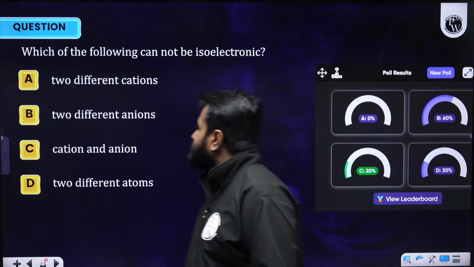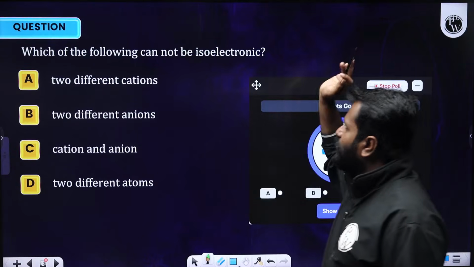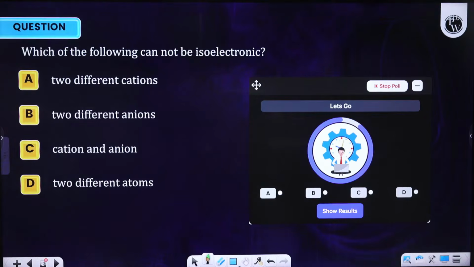Next question. Which of the following cannot be isoelectronic? Which of the following cannot be isoelectronic?